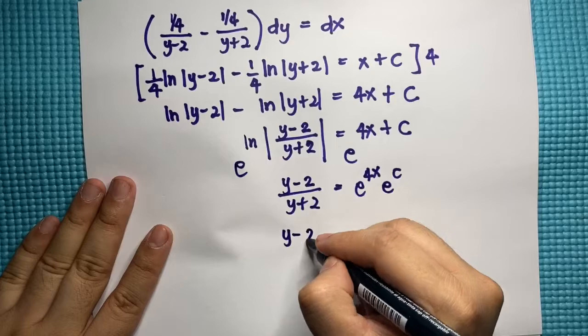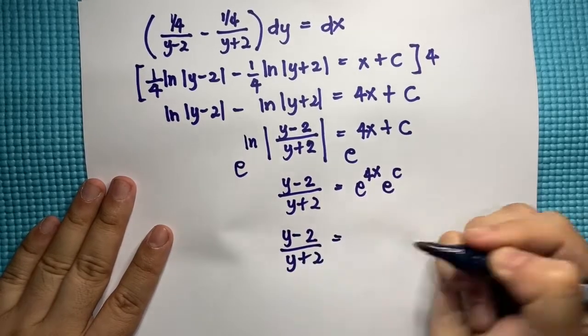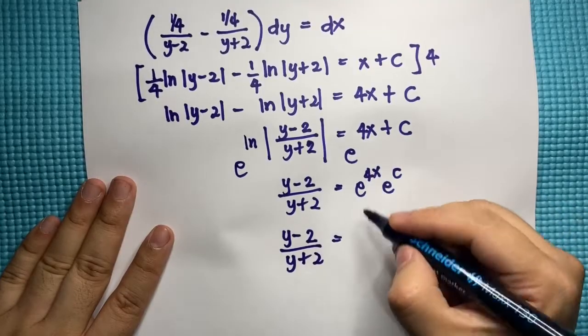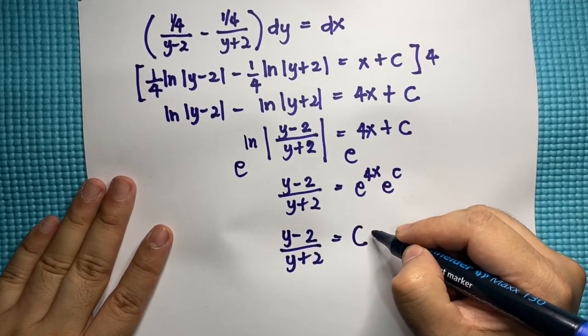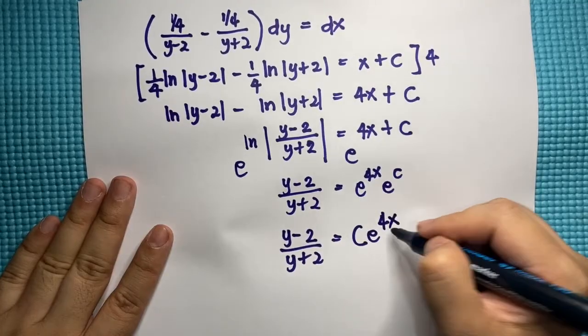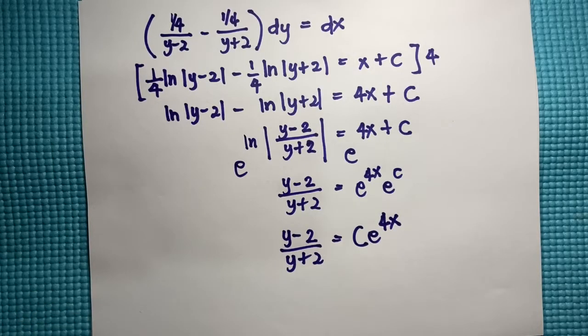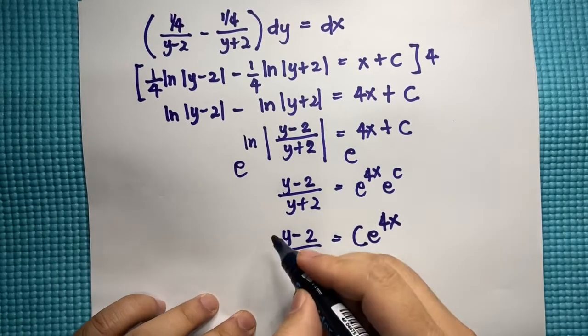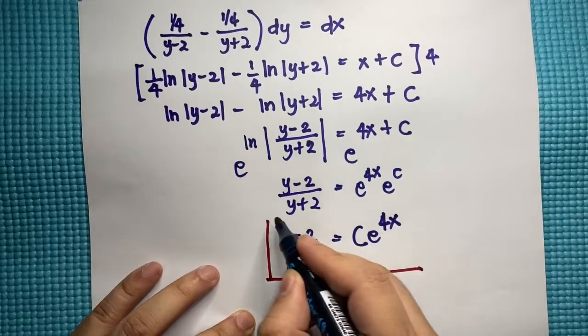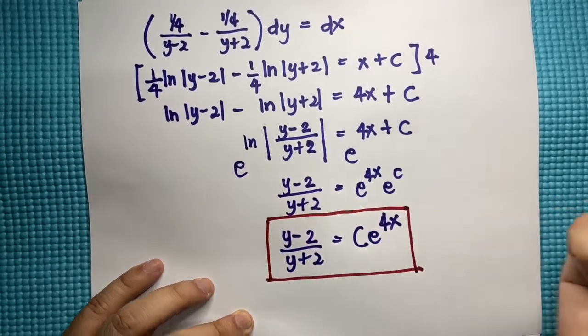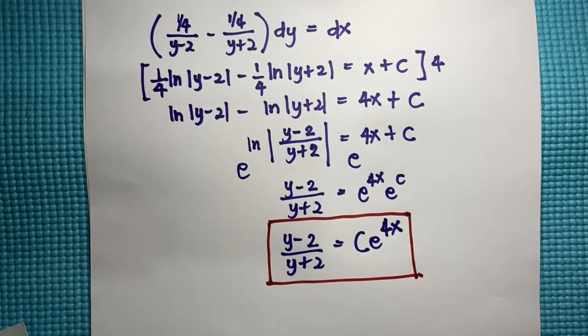And furthermore, y minus 2 all over y plus 2 would be equal to e raised to c, which is still a constant. So rewriting this one, giving us c e raised to 4x. We could just leave it as is, or if you want to retransform it in another way, that would be fine. But for us, this one will do already. So our general solution for our differential equation is y minus 2 all over y plus 2 is equal to c e raised to 4x.